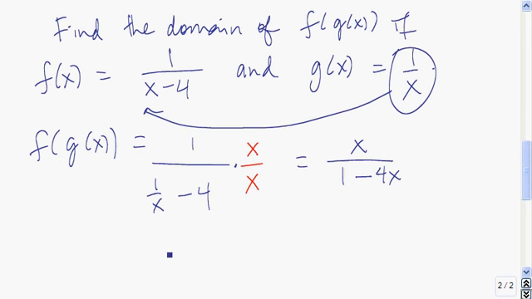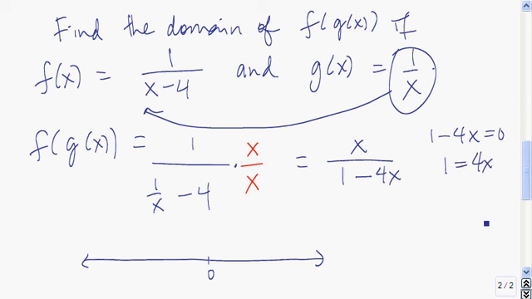Okay, now I'm going to mark the domain of this on a number line. So as long as 1 minus 4x is not 0, any value of x can be plugged in. So if we set 1 minus 4x equal to 0, we get 1 is equal to 4x. So 1/4 is equal to x. So if x is equal to 1/4, it makes this denominator 0, but all other values of x are okay. So I'm going to go to 1/4, and I'm going to put an open circle there to denote that it's not included, but then everything else is fine.